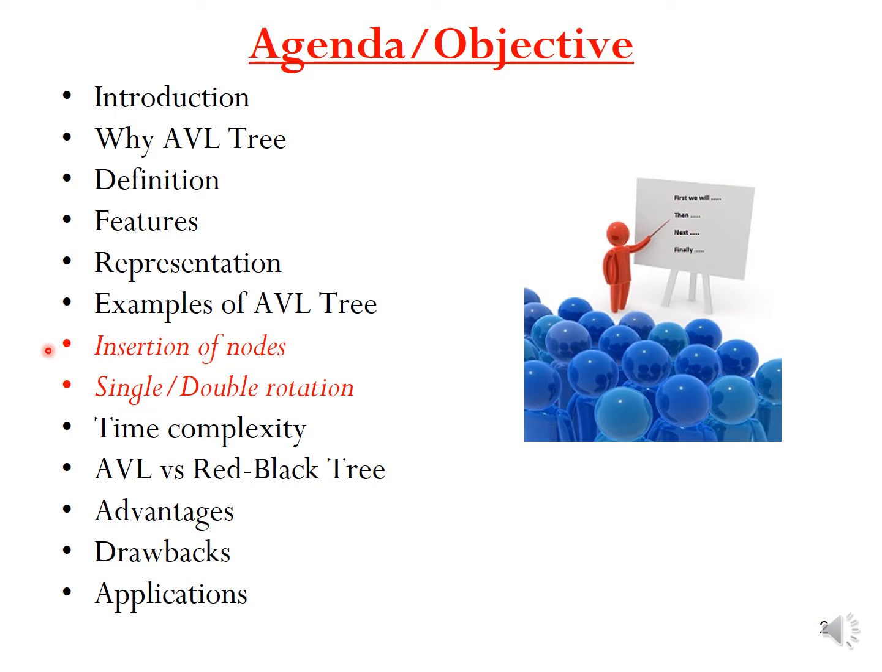Then the insertion operation, this is a very important operation and we will focus on this. We will use an example. With the help of that example we will insert the nodes, and we will use rotations to balance this AVL tree. So we will discuss the single and double rotations. Then we will see the time complexity, and then the comparison of this AVL tree with the red black tree. This is another balanced tree, so we will discuss that later in another video. And then we will see what the advantages of the AVL tree are, and then the drawbacks.